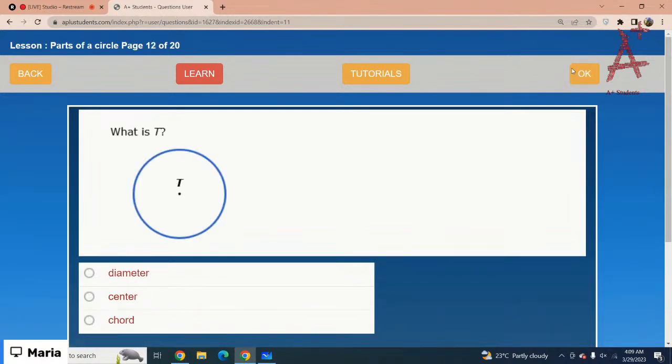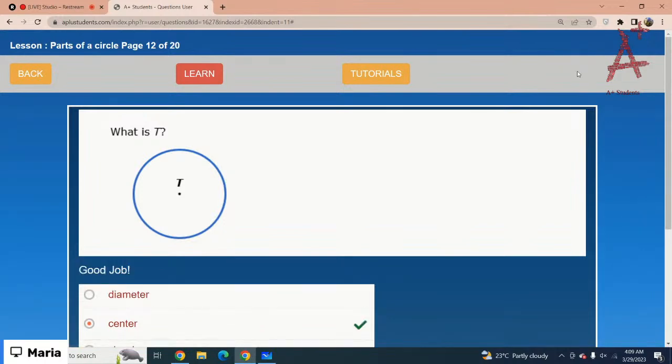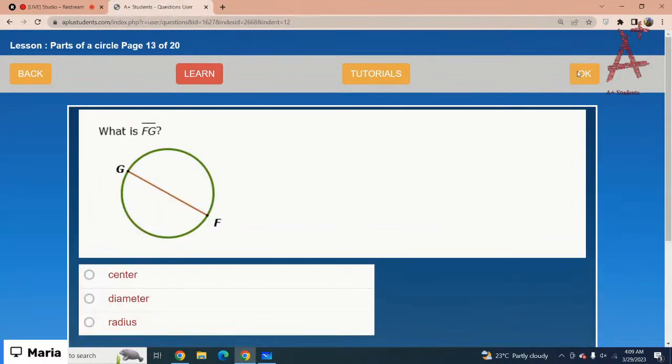Okay, what is D? Very good. Yes, T is the center of the circle. Got it? What is FG? Yes, FG is the diameter of the circle.